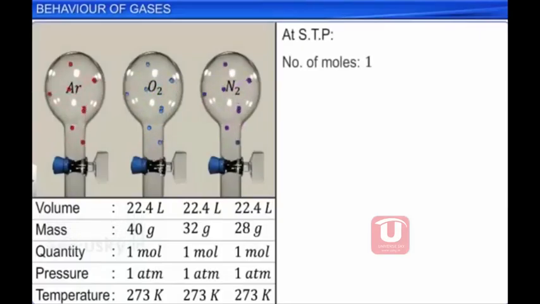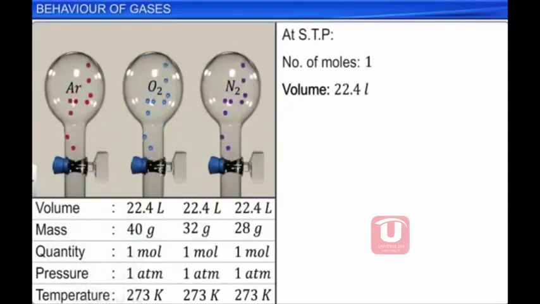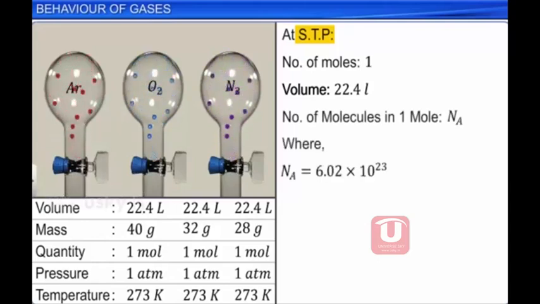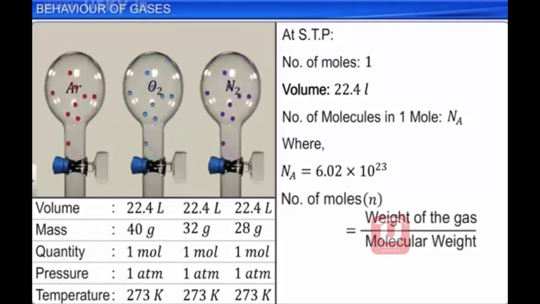1 mole of any gas can occupy a volume of 22.4 liters at STP, and it contains Avogadro's number of molecules, that is 6.02 × 10^23 molecules. The mass of 22.4 liters of any gas at STP is equal to its molecular weight. Thus, the number of moles in a gas is calculated by using the formula: number of moles n is equal to the weight of the gas in grams divided by its molecular weight in grams.